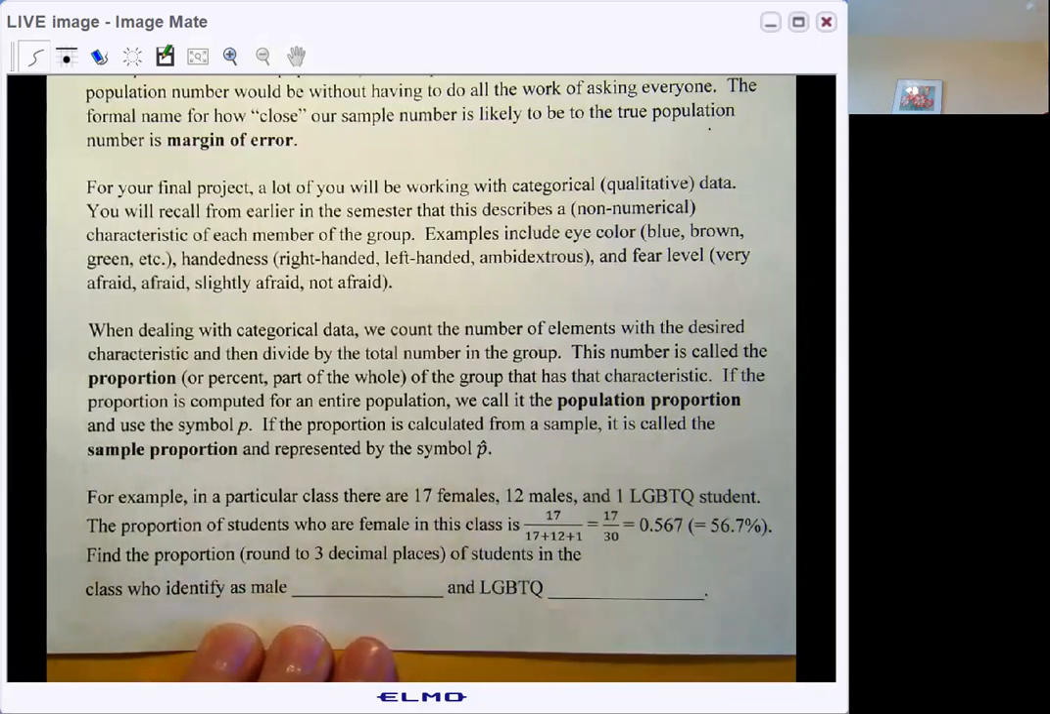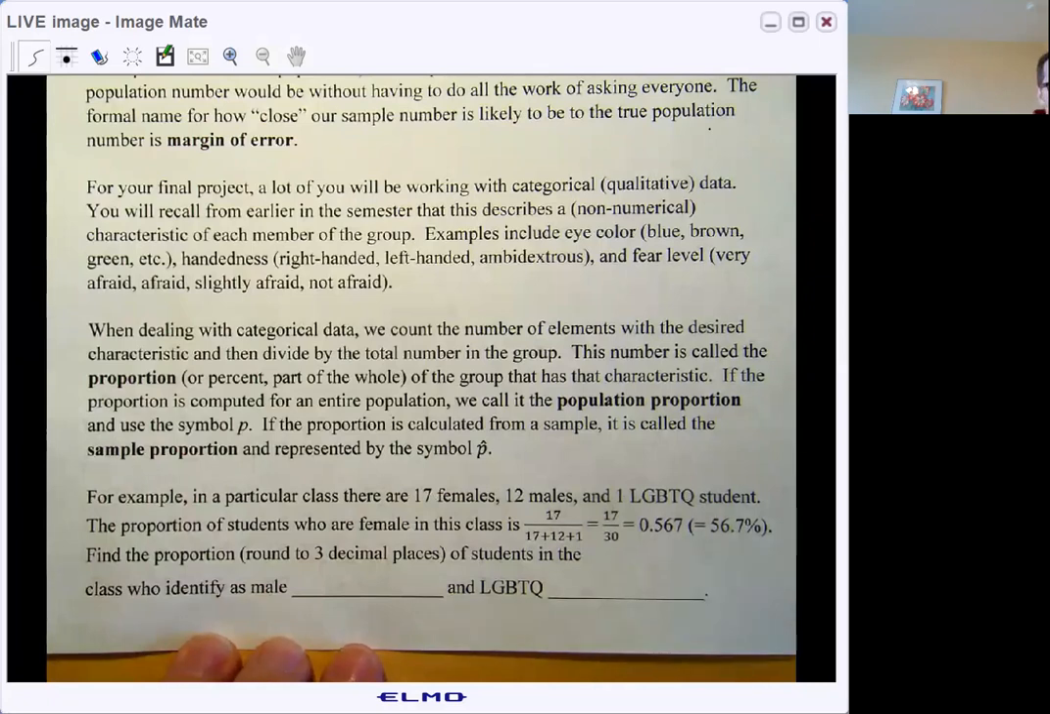In a particular class, there are 17 females, 12 males, and 1 LGBTQ student. The proportion of students in the class who are female is 17 out of the total of 17 plus 12 plus 1, which is 30. So 17 out of 30, which if we do that on a calculator is 0.567. And remember, we could convert that to a percent if we wanted to, 56.7%.